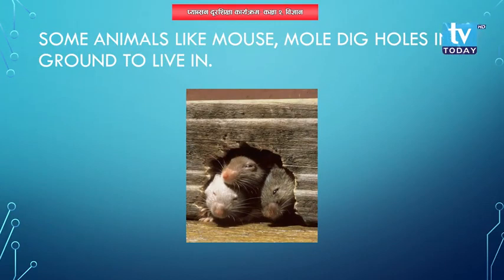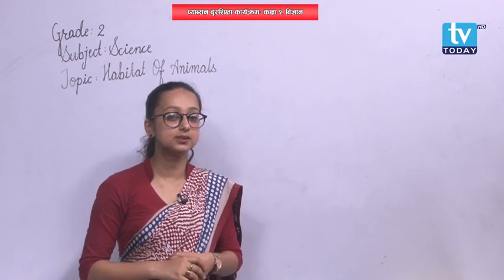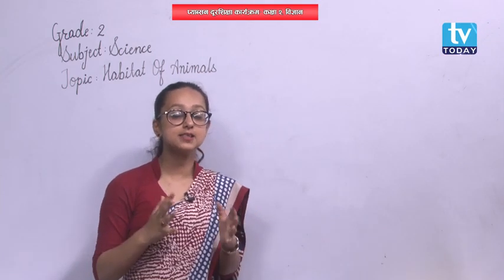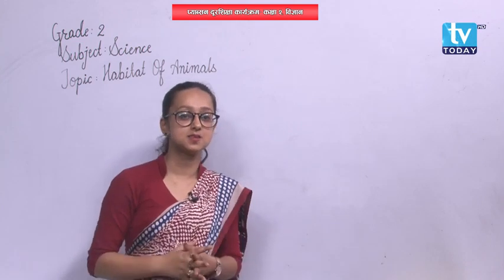Alright, the next picture, we can see rats there. They dig holes with the help of their legs and their sharp nails. Then they live inside that hole and hide inside the holes. These are some of the animals that make homes by themselves.